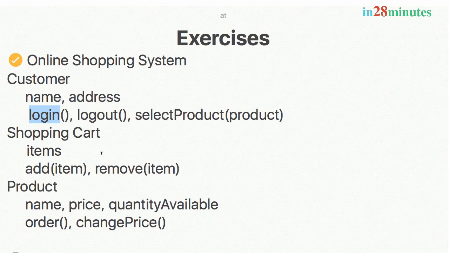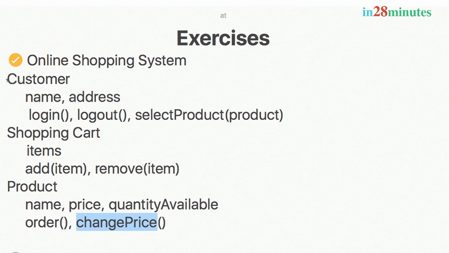A shopping cart can contain a list of items that a customer has already chosen, and the actions you can probably perform on a shopping cart are add an item, remove an item, and things like that. Another thing is a product. A product has a name, a price, and quantity available. That's all the data, that's the state. The behavior is the methods that can be exposed: probably order more products, change the price of the product.